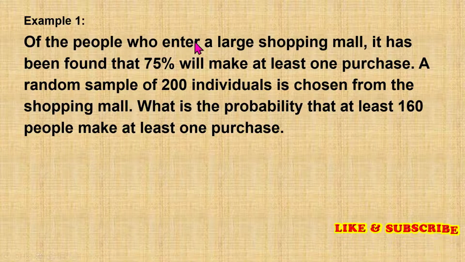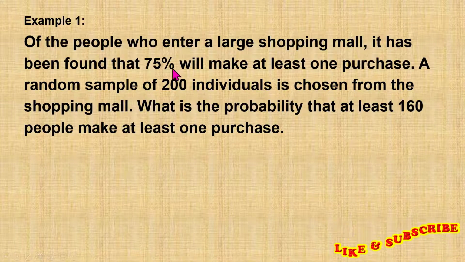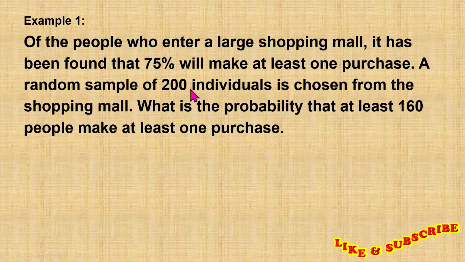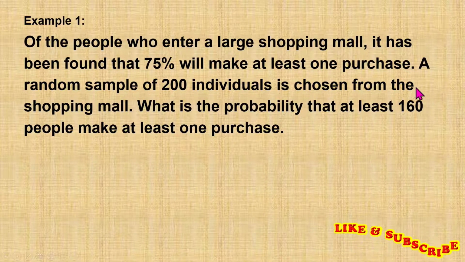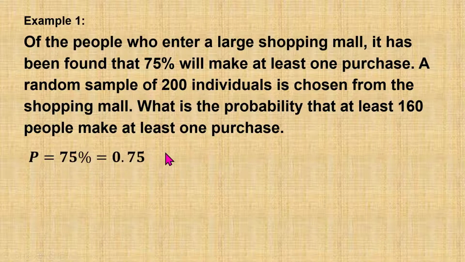Of the people who enter a large shopping mall, it has been found that 75% will make at least one purchase. A random sample of 200 individuals is chosen from the shopping mall. What is the probability that at least 160 people make at least one purchase? In this case, the population is the people who enter the shopping mall, and the special characteristic is making at least one purchase. So the population proportion is 75%.